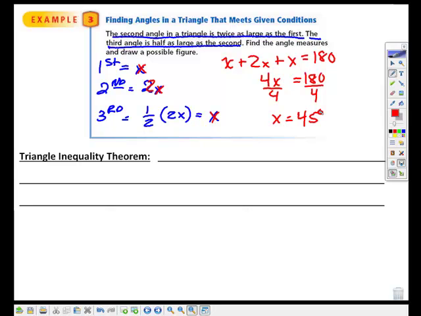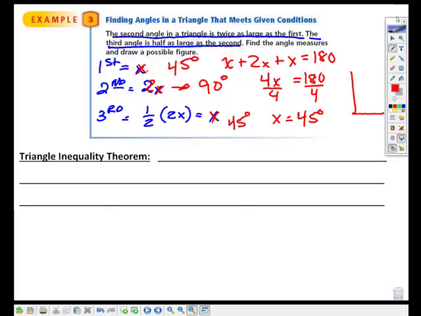So if this angle is x, we know this one is 45 degrees. If this is x, we know that's 45 degrees. And our third angle, the angle right here, 2 times x, this angle right here would result in a 90-degree angle. So our drawing would include a 90-degree angle to start with.